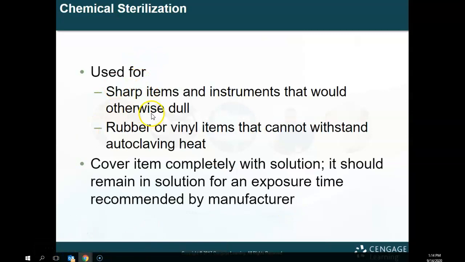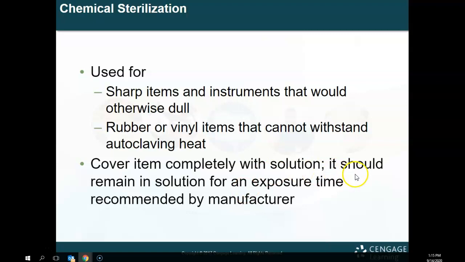Chemical sterilization is used for sharp items and instruments that would otherwise dull. So back in the old days, they would have a jar with a germicide in it, and they would stick reused needles in the germicide, and they would leave it in there in between patients. Yeah, it's gross, right? Now we use disposable needles, so we don't have to deal with that. But rubber or vinyl items that cannot withstand autoclaving heat, suction syringes, bulbs, stuff like that, those absolutely get put into germicides or chemicals for sterilization.